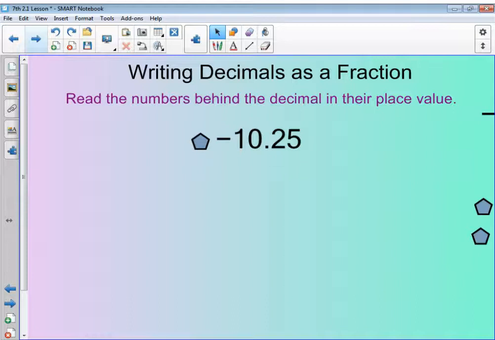Okay, so I have negative 10.25. When I read that, this is negative 10. This right here means 25, and then I have to figure out the place value. Maybe I'm not great at that.